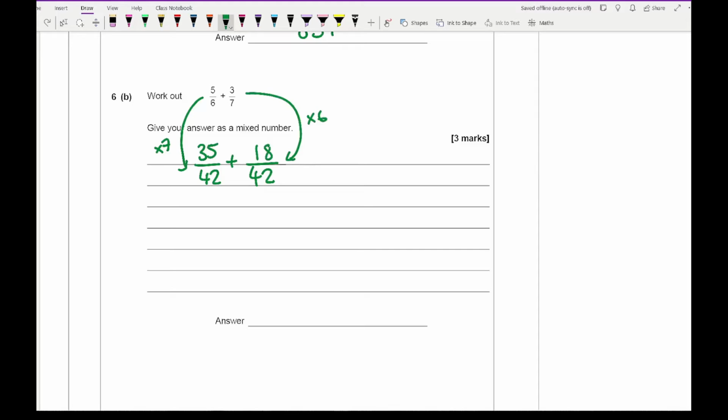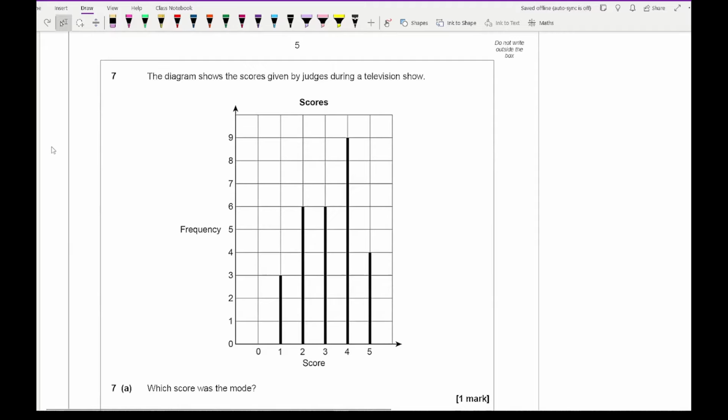Then all I then need to do is add the two numerators together, so 35 plus 18 gives me an answer of 53 over 42, and then I just need to convert that into a mixed number, which gives me 1 and 11 over 42. It's worth checking just to make sure, can you simplify 11 over 42? No, you can't, so that there will be our final answer.